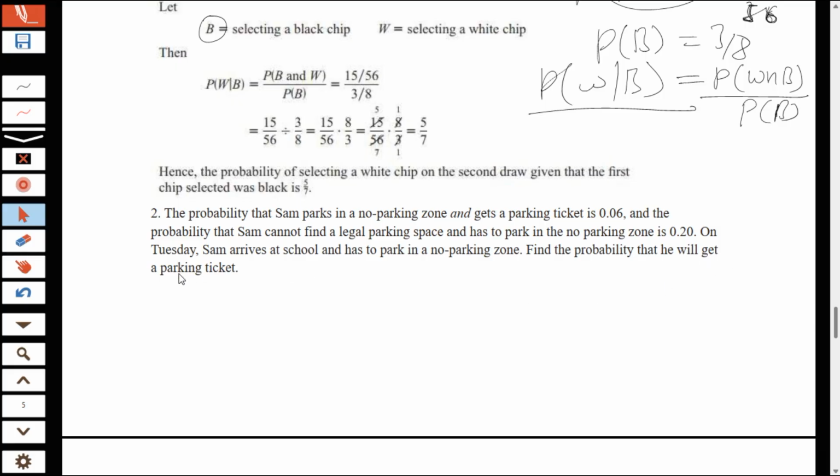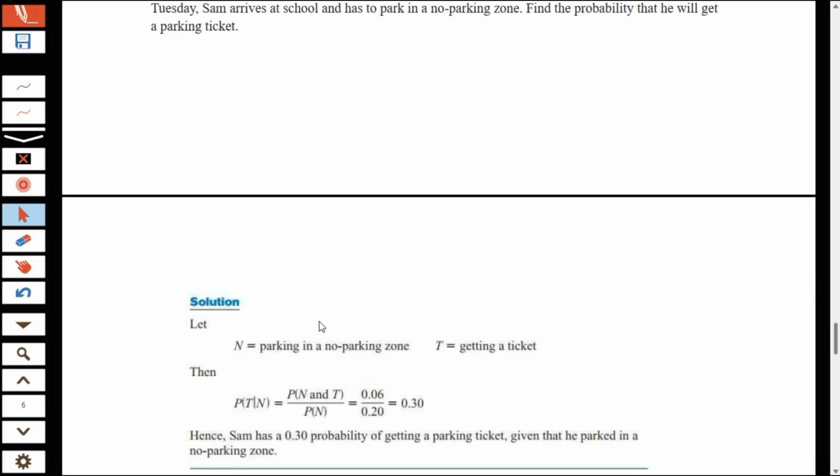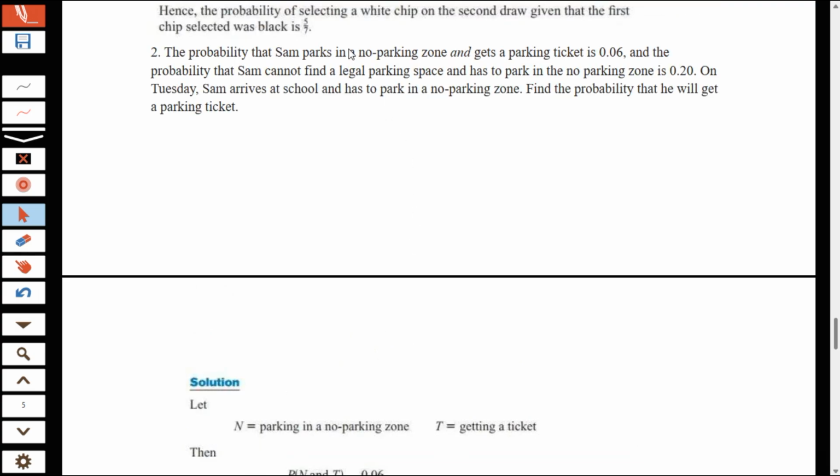Right, so let's analyze this one for us to really understand. Here we are talking about no parking zone and parking tickets, right? That is what we are discussing here. So we will make our N represent parking in a no parking zone. As you have here, it is said the probability that Sam parks in a no parking zone and gets a parking ticket is that.